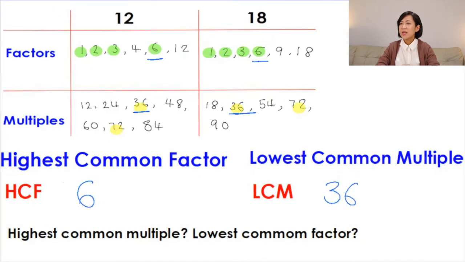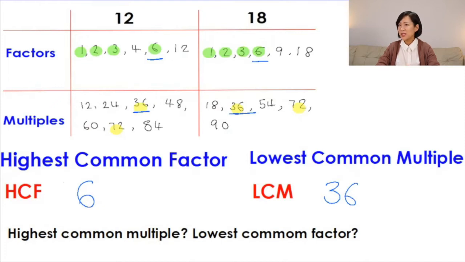So we say 36 is the LCM of 12 and 18. Then here I have another question. We found the highest common factor and the lowest common multiple, so you might ask me why there's no highest common multiple, and also why there's no lowest common factor. What will you say? Why can't we find the highest common multiple?